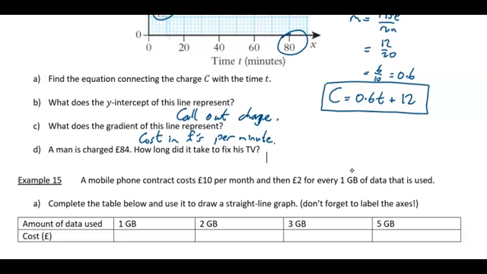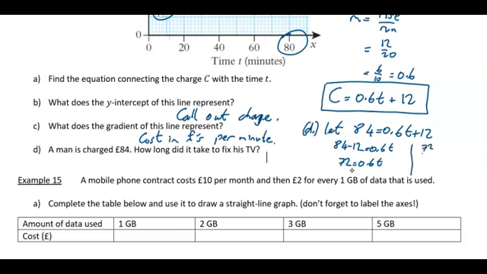For this part D, we're going to say let 84 equal 0.6t plus 12. Then we bring the 12 across. You'll have 84 minus 12 is equal to 0.6t. 84 minus 12 will be 72, so 72 is equal to 0.6t. That means 72 divided by 0.6 is equal to t. Let's do this, 72 divided by 0.6, press equals, and you get 120 minutes.